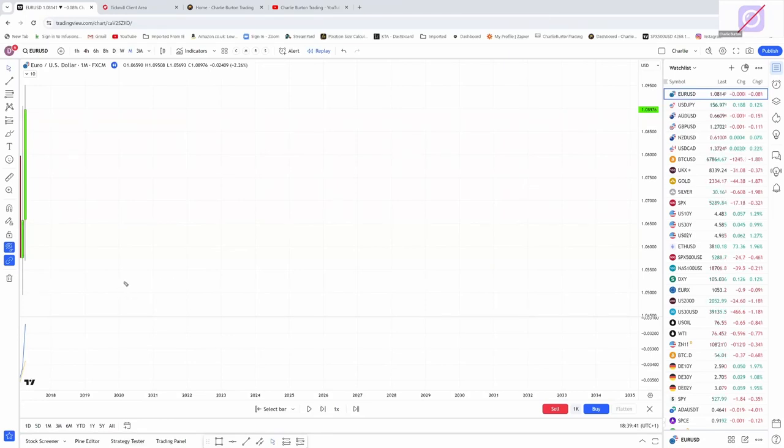Okay. Right. So I use the MACD lines. I do not use the histogram. I have no need for the histogram. I just use the MACD lines. So what we're looking at is something like this.